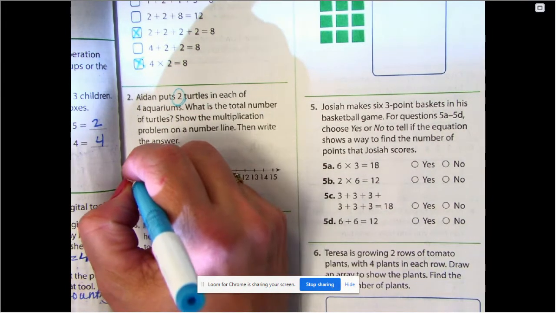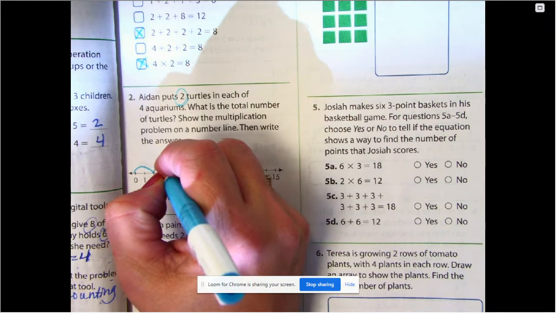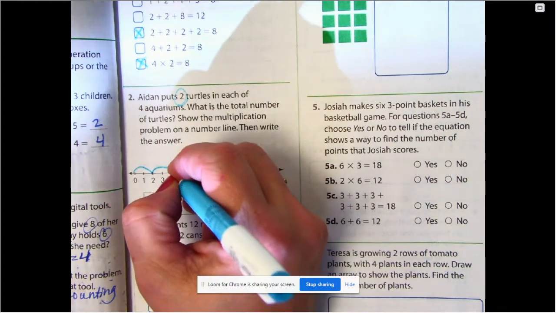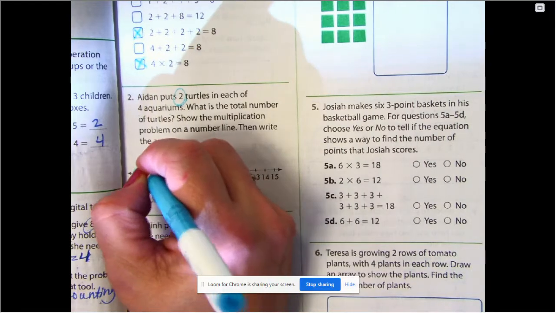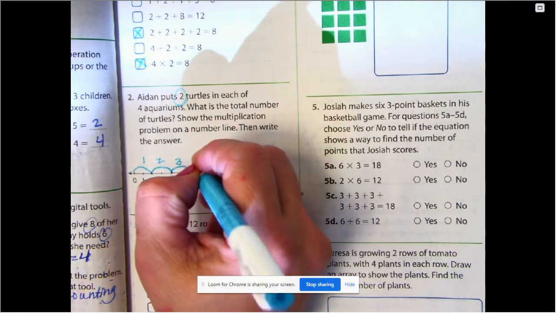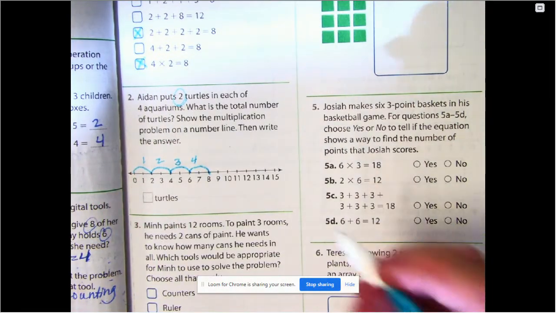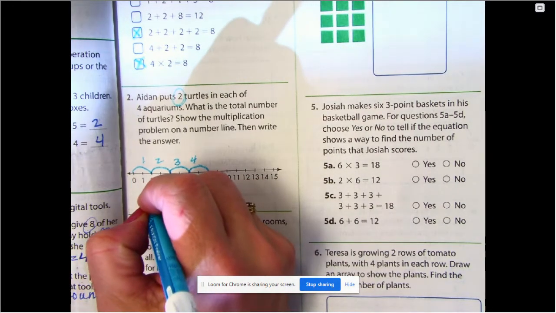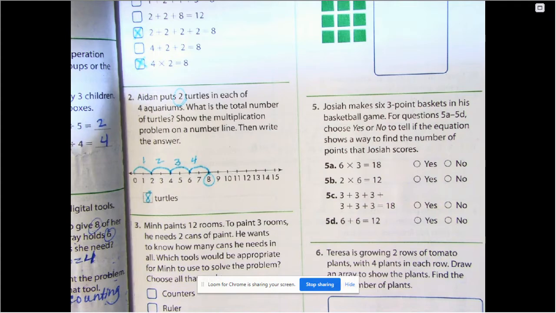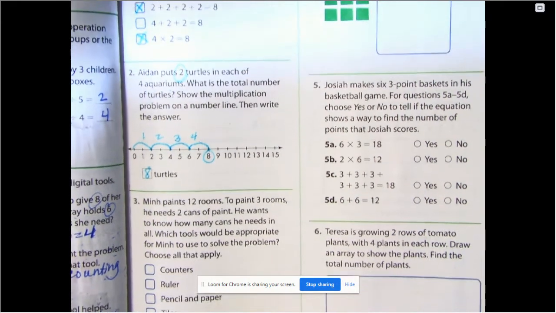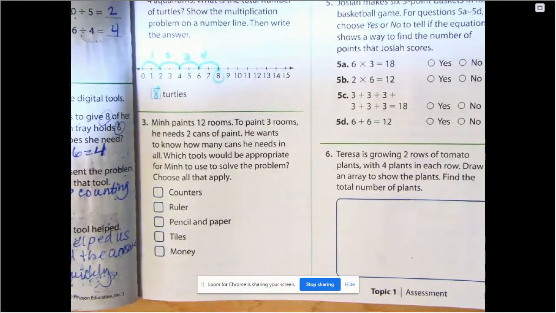So starting at 0, 2, 4, that's 2 jumps. 6, that's 3 jumps. 8, that's 4 jumps. Okay, we land on 8. We have 8 turtles. Pause this video at any time that you need to have a little bit more time. All right, let's go to number 3.